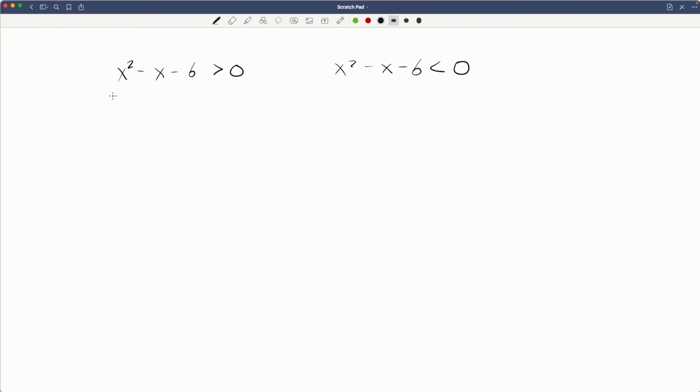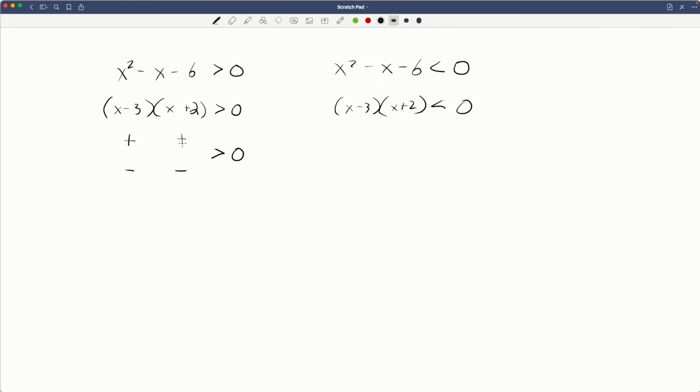So what we did was we would factor these out. And in this case, we have x minus 3 times x plus 2. Because they're the same on both sides, I'm going to go ahead and just write that in. We remembered that in order to get a positive number on this side, we either had to have a positive times a positive or a negative times a negative in order for both of those to be greater than 0.